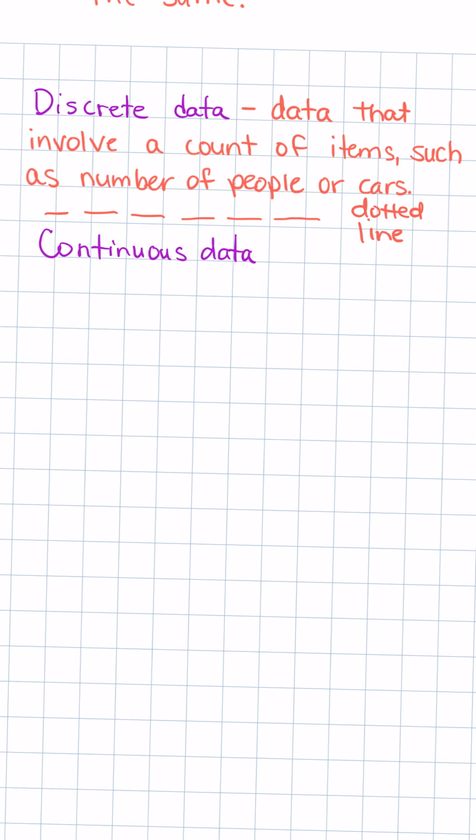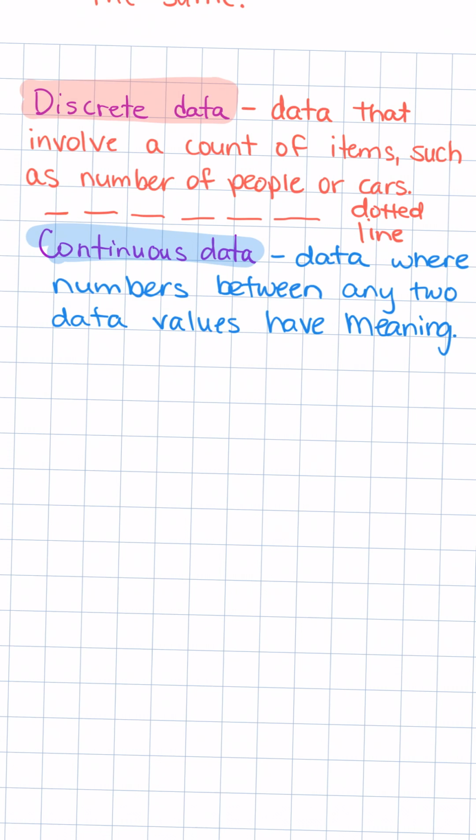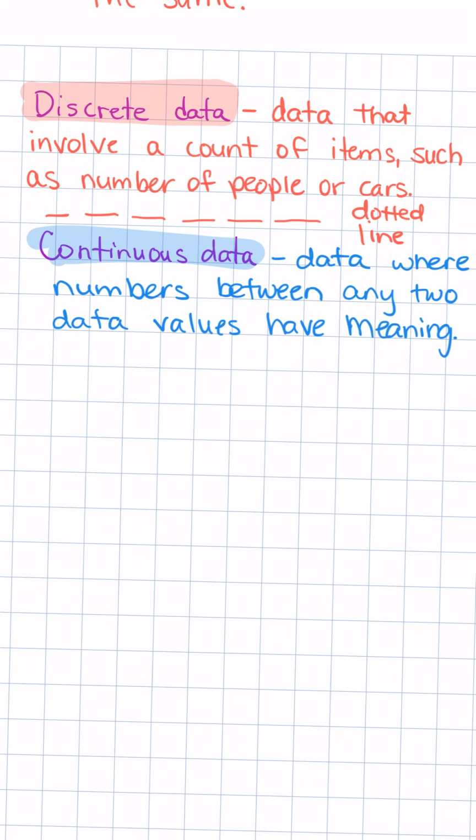Continuous data is data where numbers between any two data values have meaning. Use a solid line to indicate continuous data. Let's write that definition down. So once again, continuous data, data where numbers between any two data values have meaning, is indicated by a continuous solid line.